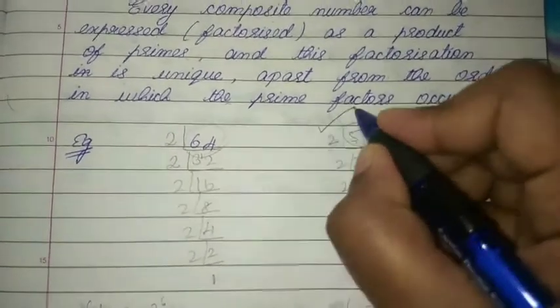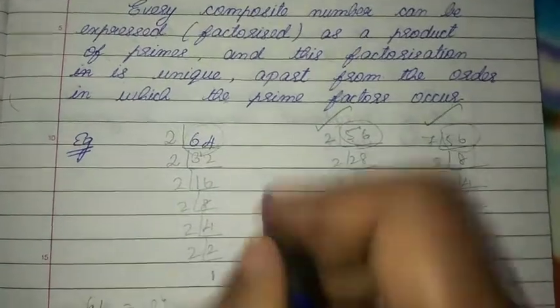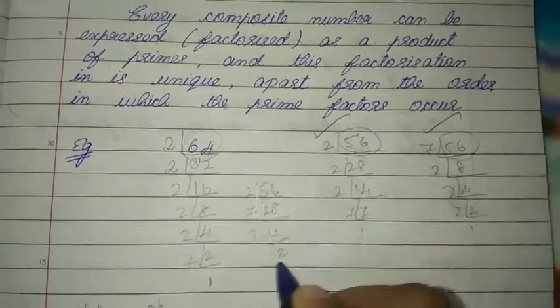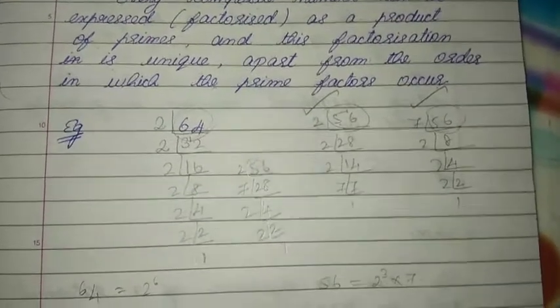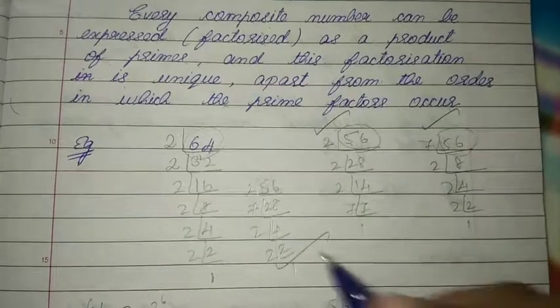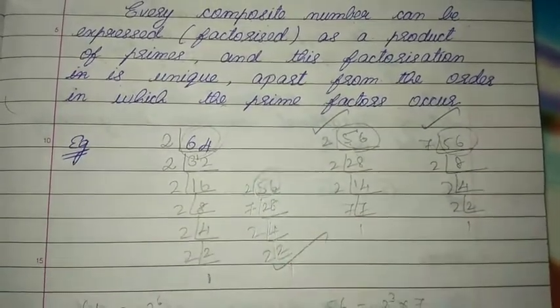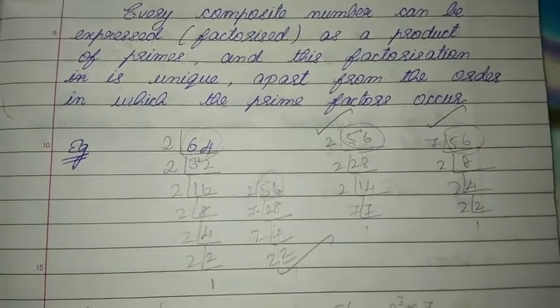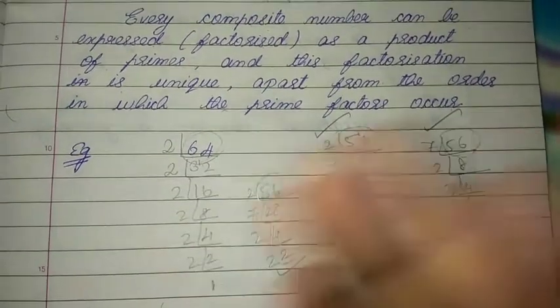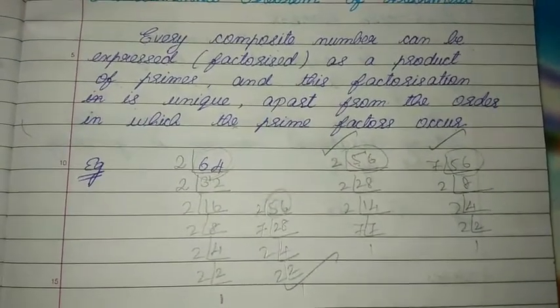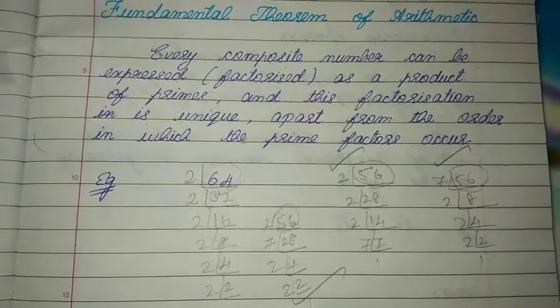That is, this is right, this is also right, and the third method which I said, even this order is right. So whatever order we use with the prime factors, we will get back the same composite number. So every composite number is expressed or factorized as the product of primes only. That is all they are saying in this topic.